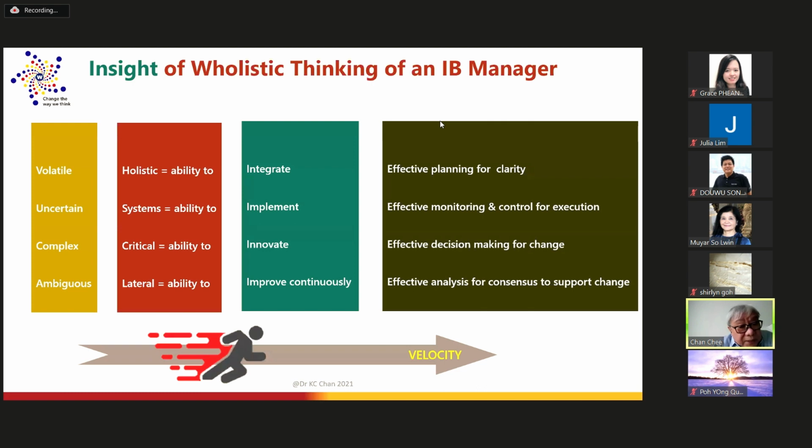In a complex environment, you need to innovate. Why? Because this is where you can make effective decision making for change. If you change strongly, it will cost the company a lot of money, and then natural is the ability to improve continuously. So you need to garner the support of the other people also.